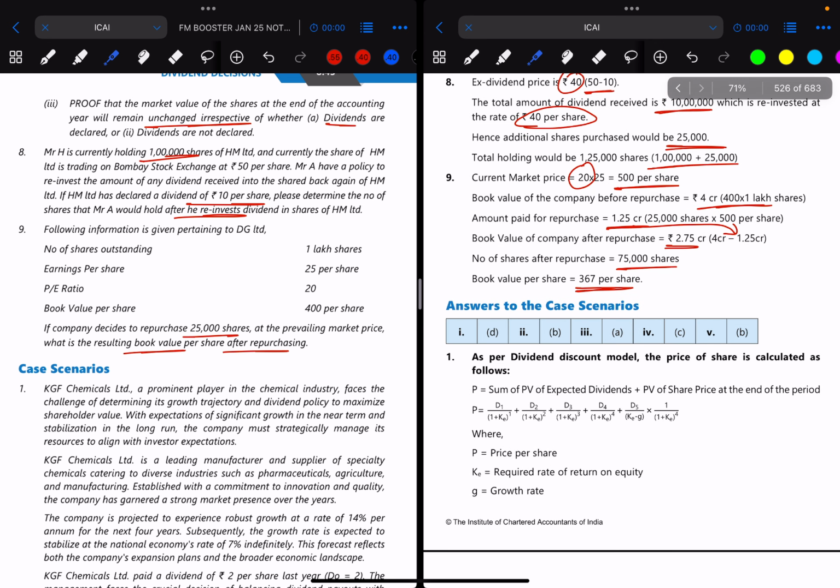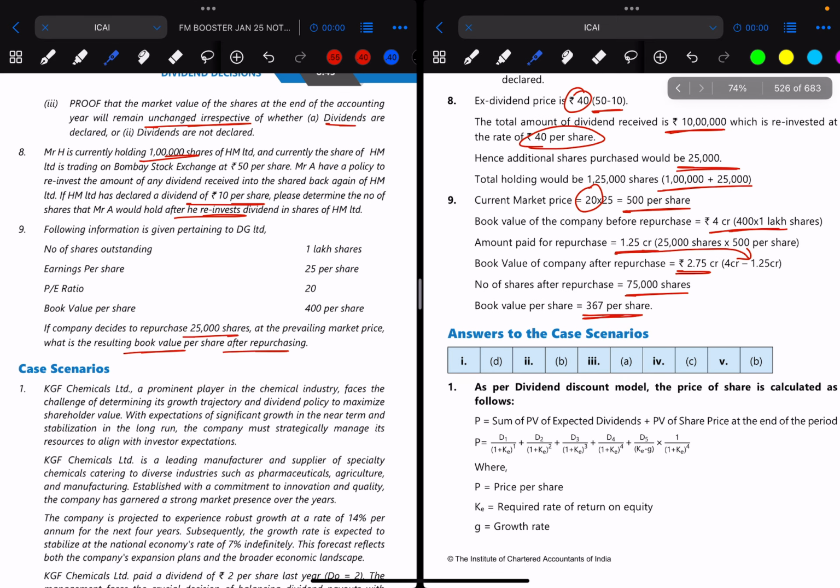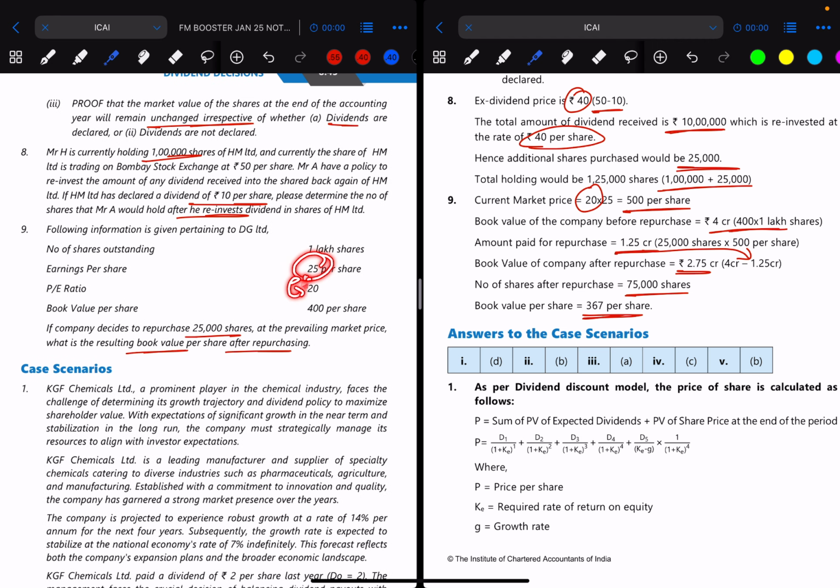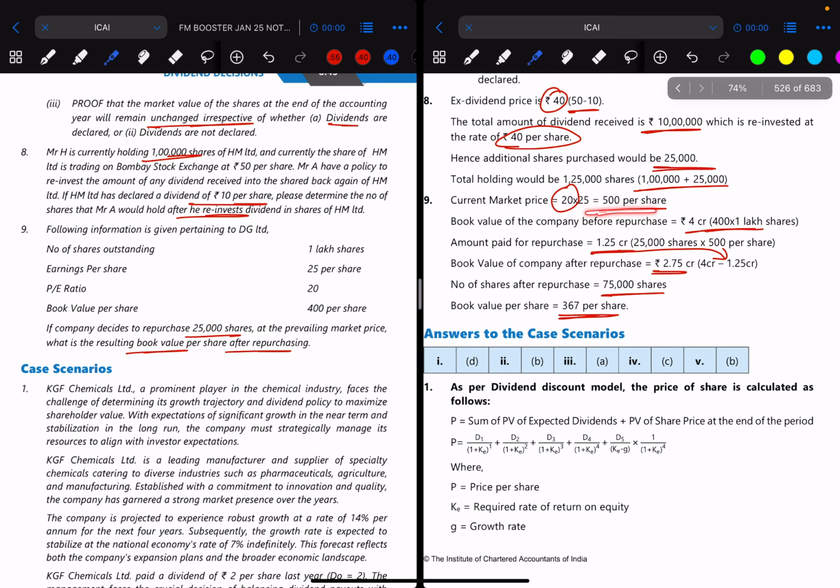You got this, bro. Ninth one is simple thing. 25,000 shares they want to purchase, the book value after repurchasing. So simple thing. So the current market price right now, that is how much? 25 per share, right? Sorry, 500 per share. Wait. So they are earning 25 per share, and they have, what is 25 then? What is 20 then? P/E ratio, okay. Profit earning into 25 EPS, that goes up to per share price.